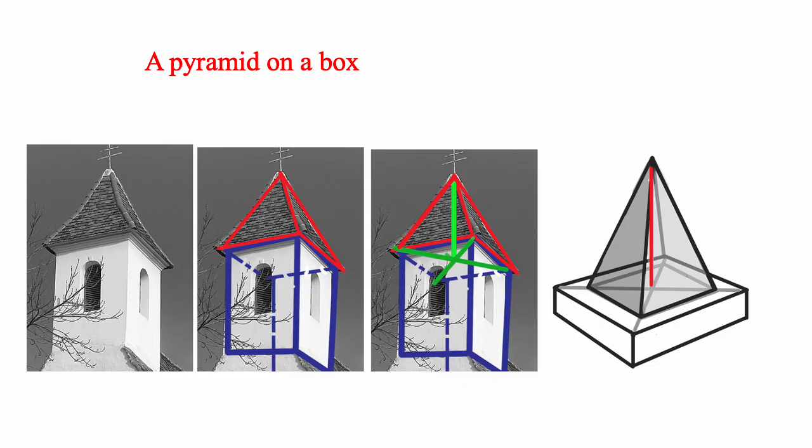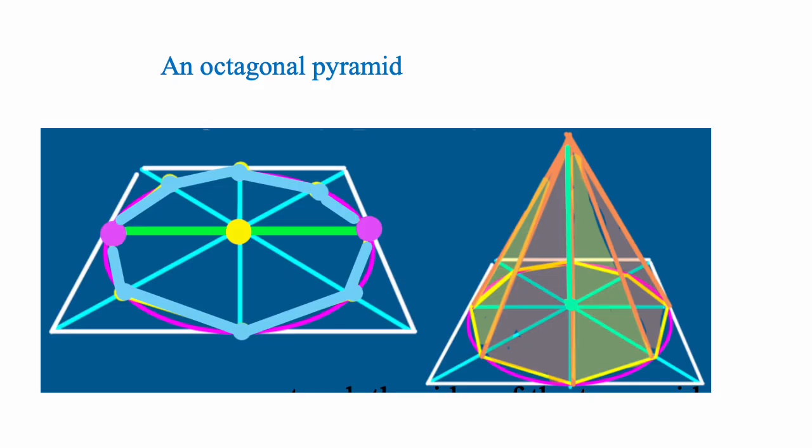A pyramid on a box is a common structure in architecture and can be converted to a cone. To draw this, find the hidden rectangle at the base and find its center using diagonals, and erect a vertical line from that center, and this line goes to the tip of the pyramid. As you increase the number of sides of a polygon, it increasingly looks like a rounded cone. So this octagonal pyramid looks more like a cone than the pyramid I just showed you.